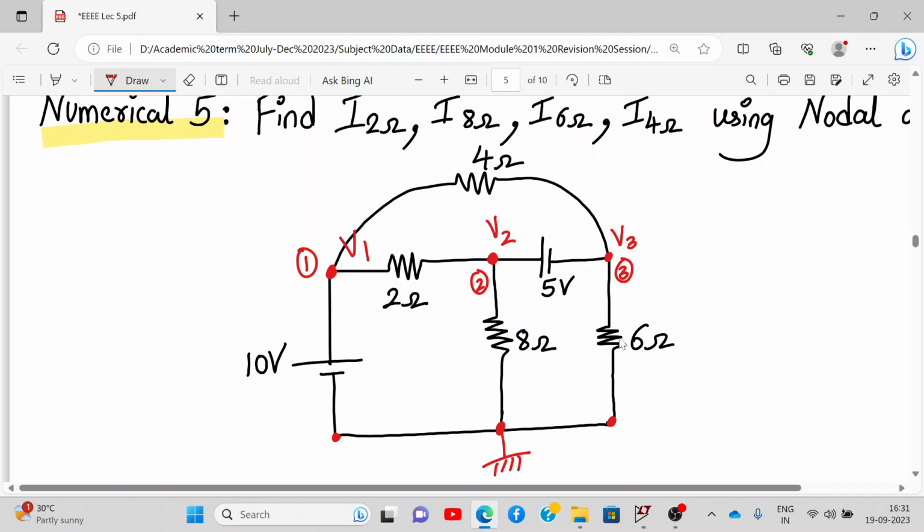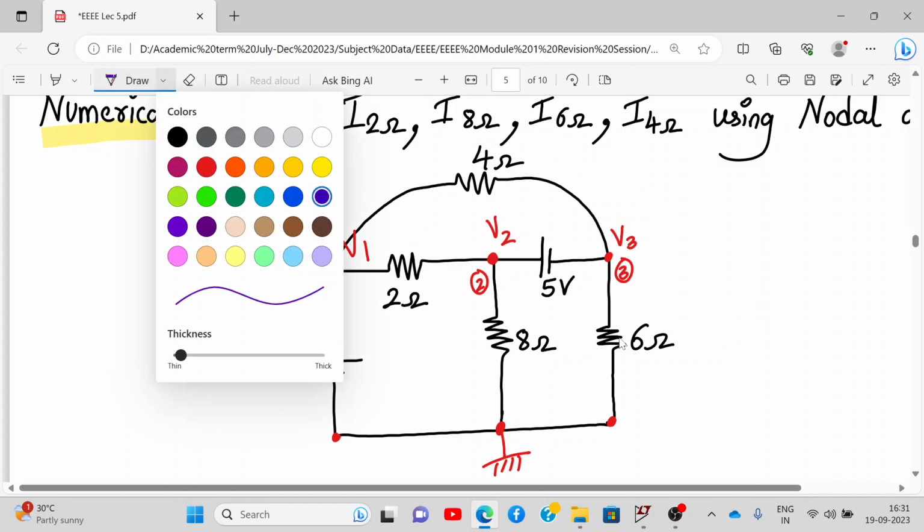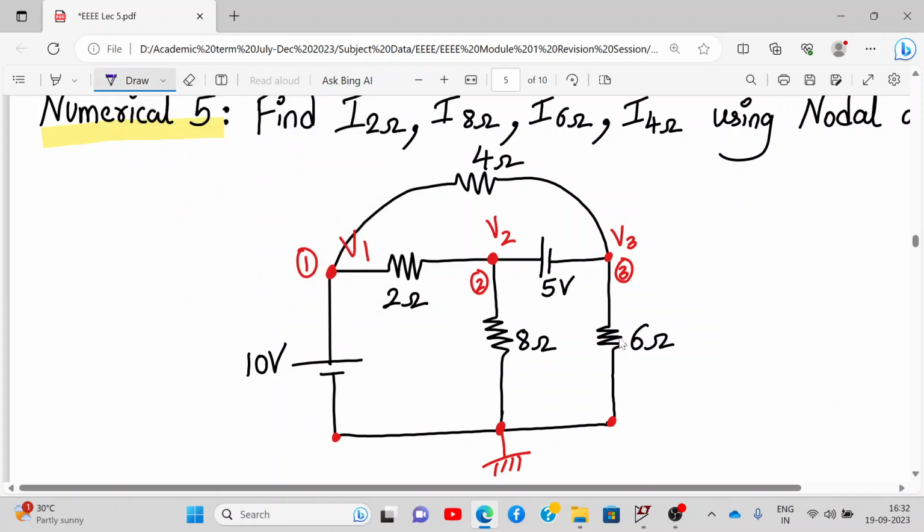Now I need to define the current directions. Let us start with this one. Let's say the current flowing over here will be I1 in this direction. Let's start with node number 2. The current flowing over here will be outgoing, and that will be I2. Can I show the current direction between V2 and V3?